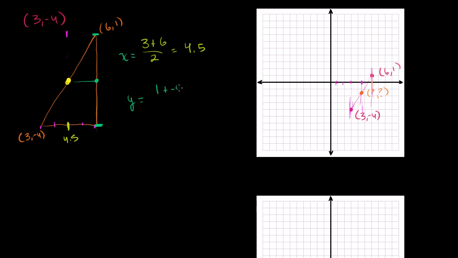1 plus negative 4 over 2. That's equal to negative 3 over 2. Negative 3 over 2. Or you could say negative 1.5. So you go down 1.5. It is literally right there.